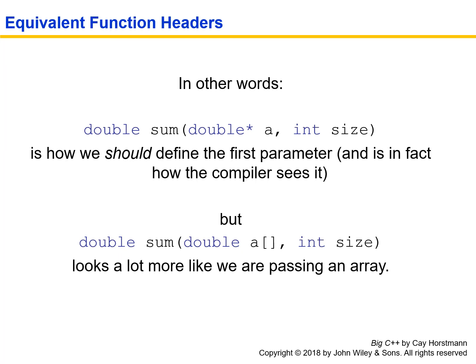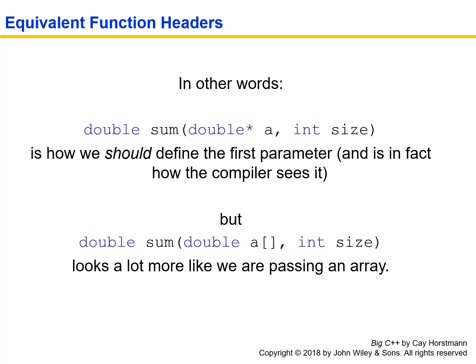In other words, what we should be writing is double sum(double* a, int size). But for one thing, we didn't know about pointers until now, and for another thing, it makes a lot more sense to pass an array than to pass a pointer when you're trying to write a function that deals with an array. So that is the syntactic sugar that allows you to pass an array when you're really passing a pointer.